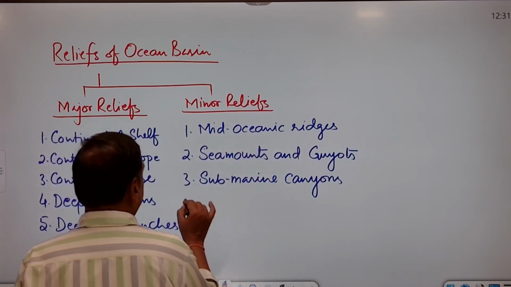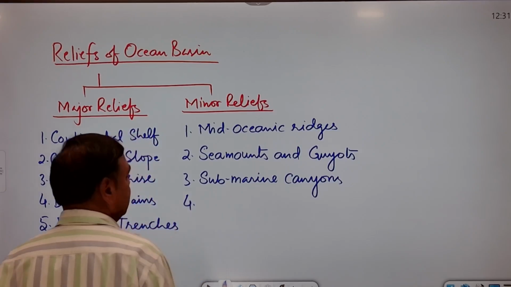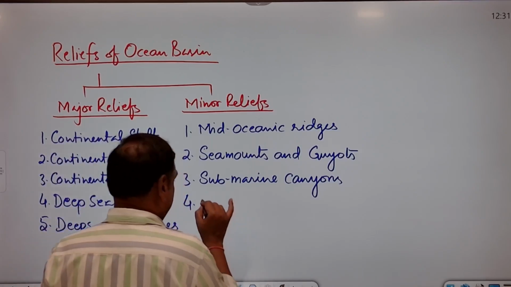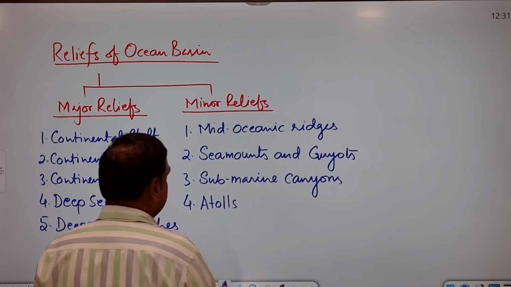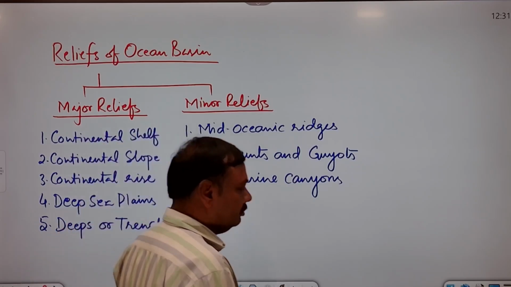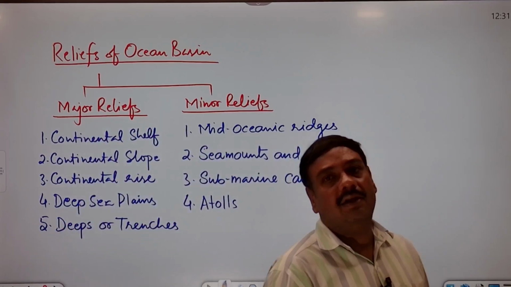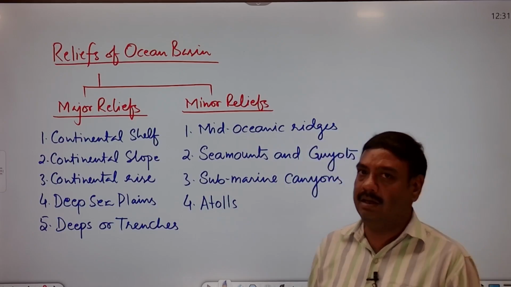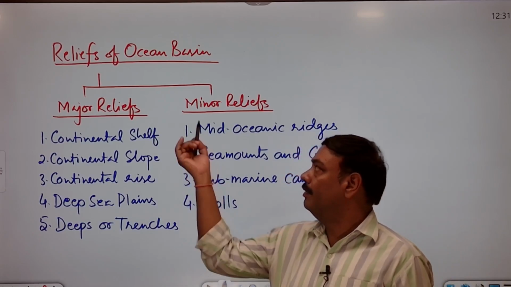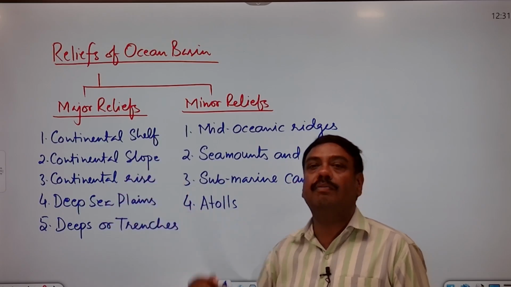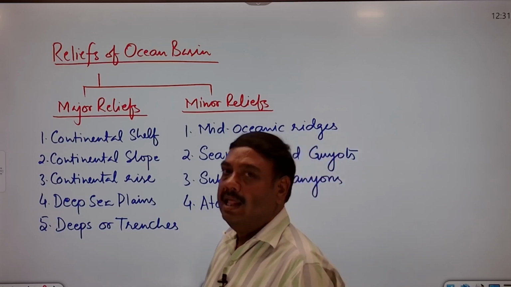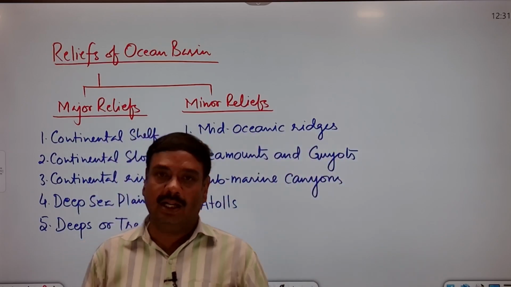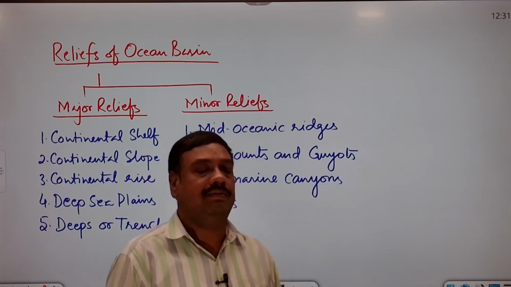And the fourth thing you can see here is a very important feature related to coral reefs, that is called atolls, right. So, these are the 4 minor relief features we will see under the chapter of reliefs of ocean basin, apart from the major reliefs, right. One by one we will discuss all these things, and there you will find out what the characteristics of these features are, okay.